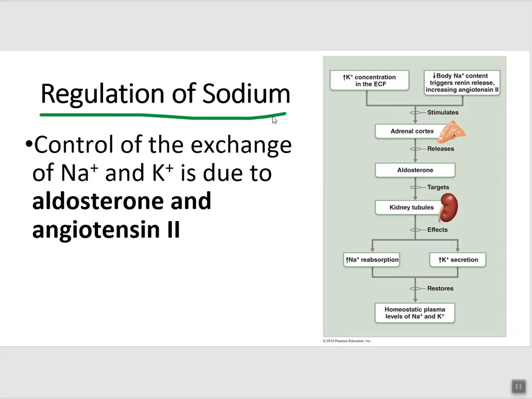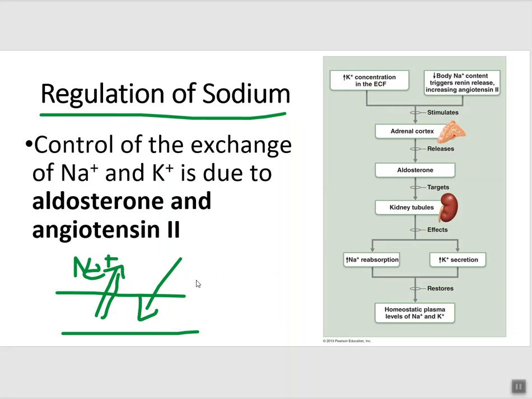Regulation of sodium. How do we control the sodium and potassium? Okay, the DCT. Aldosterone causes us to reabsorb sodium. Sodium is a cation with a plus charge. If I reabsorb that plus charge, then I've got to put a plus charge in there. The plus charge is potassium.